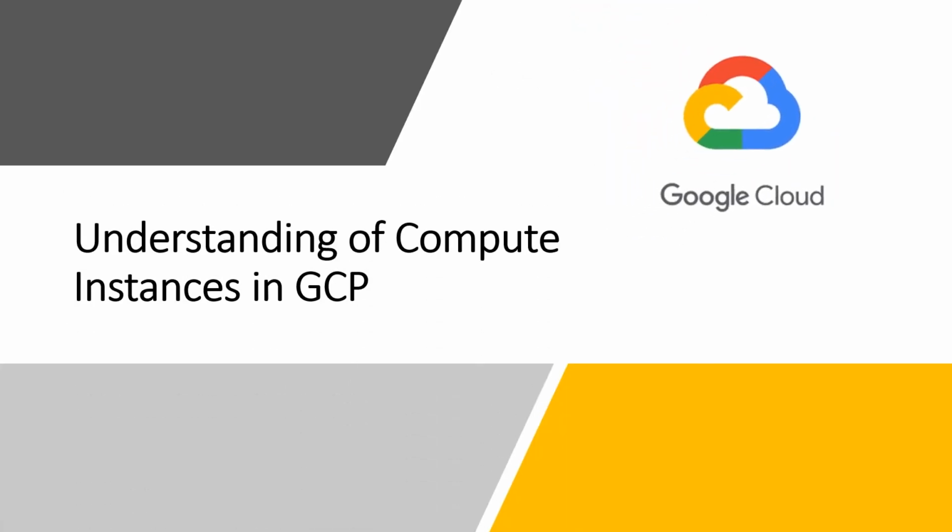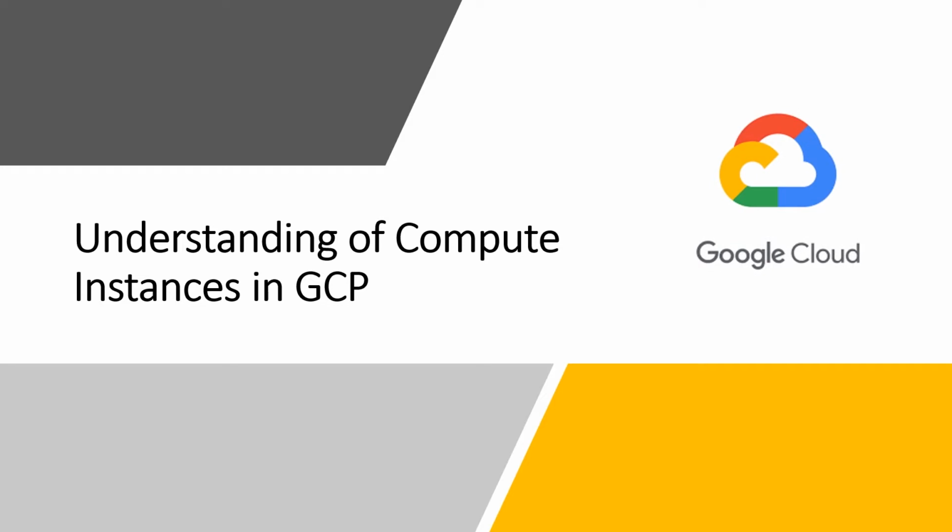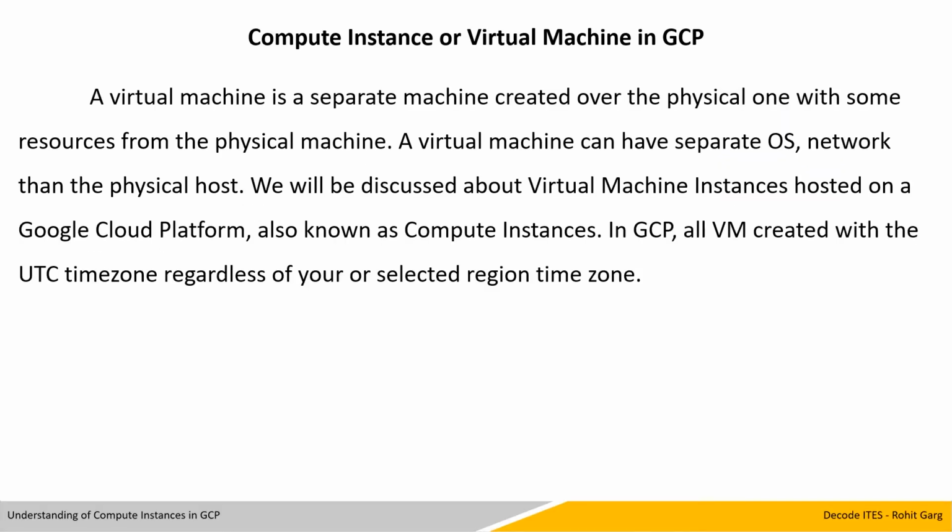Understanding of compute instance in Google Cloud Platform. Next chapter in our Google Cloud Learning series. Compute instance or virtual machine in GCP. A virtual machine is a separate machine created over a physical one with some resources from the physical machine. A virtual machine can have a separate operating system or network than the physical host. We will be discussing virtual machine instances hosted on Google Cloud Platform, also known as compute instances. In GCP, all VMs are created with UTC time zone regardless of your time zone or selected region time zone.